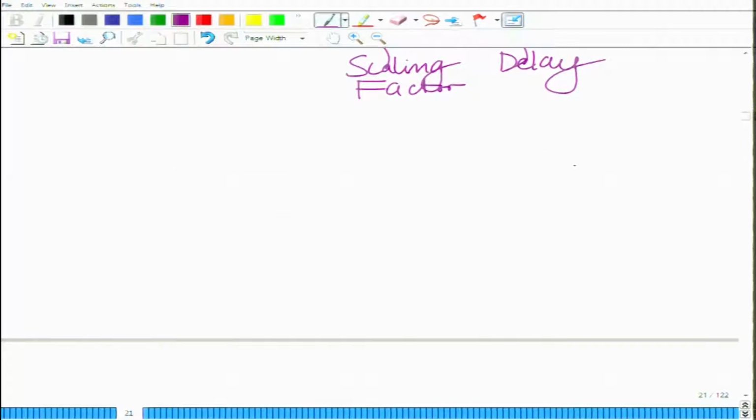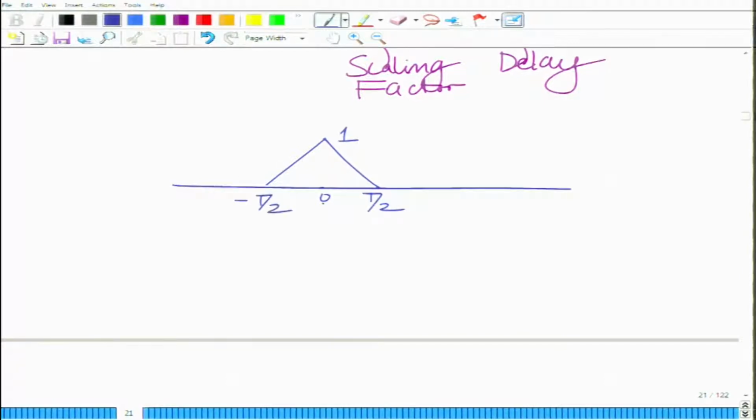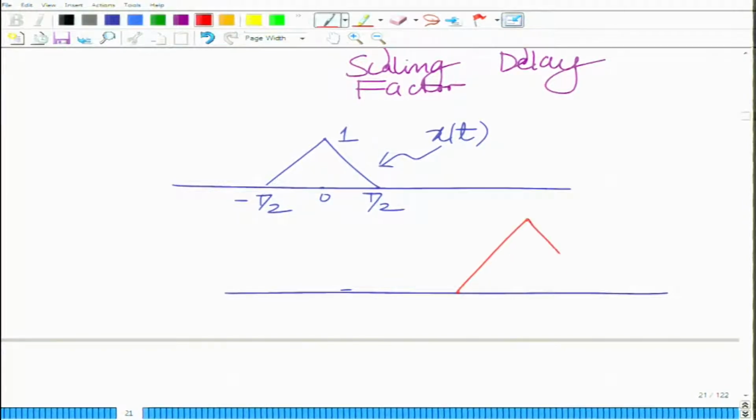So, let us say we have x(t), and consider a simple example for your signal x(t). Let us say we have a triangular pulse of height 1, centered at 0, from minus T/2 to T/2. So, this is your original signal x(t). Now, you pass it through the LTI system. If the LTI system is distortionless, all it can do is simply scale, correct, and delay.